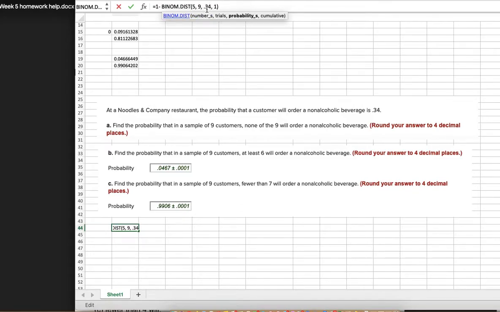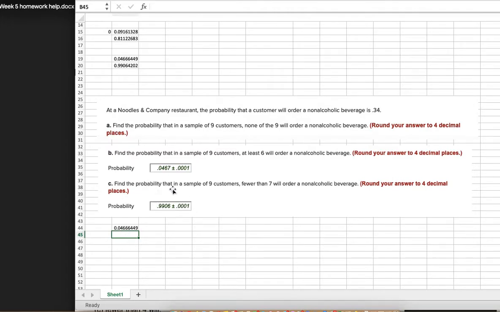So we substitute those in, and then we get 0.04666 repeating, and that looks like what the answer is. So they just rounded it to 0.0467. So that looks good.